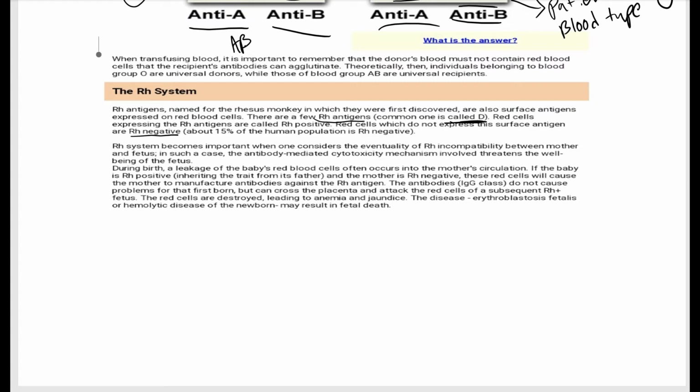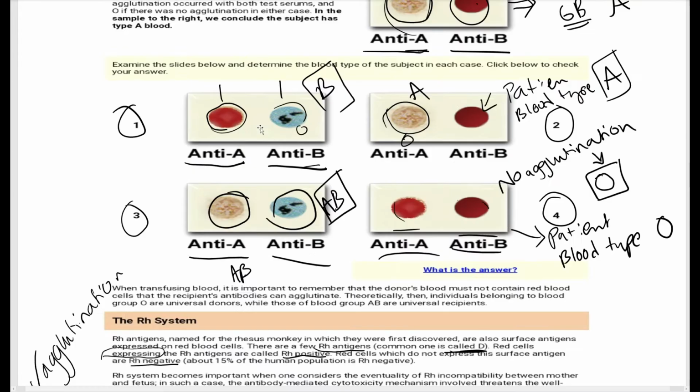Okay, so where is it? Red cells expressing RH antigens are called RH positive. When we say expressing, that means agglutination. So when we have agglutination, that means RH is positive. When we don't have it, that means RH is negative.